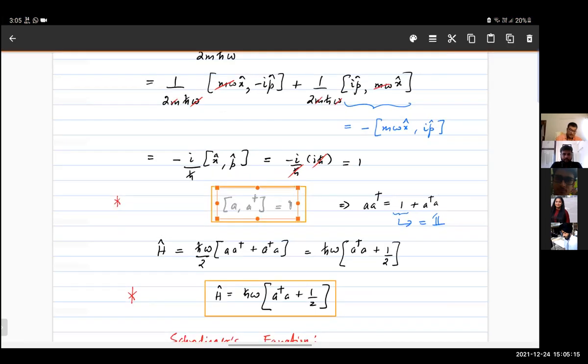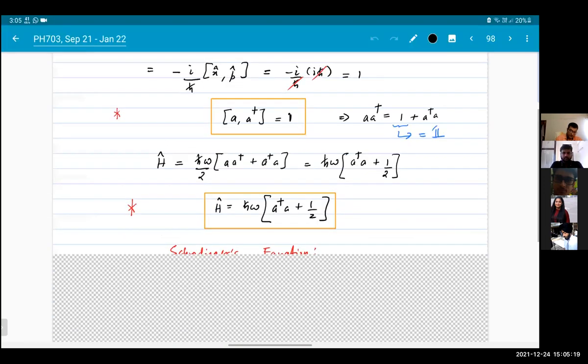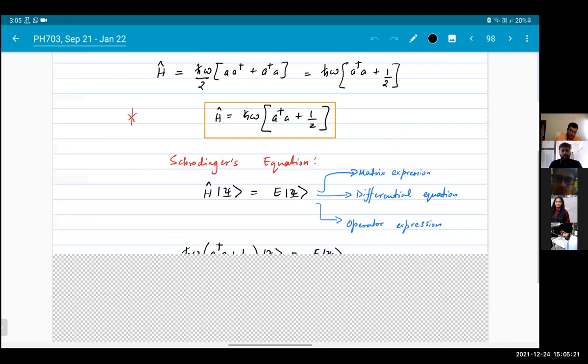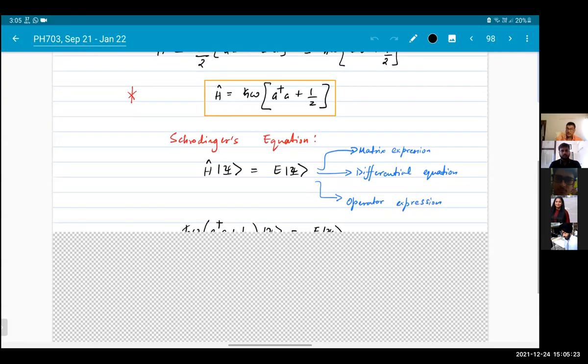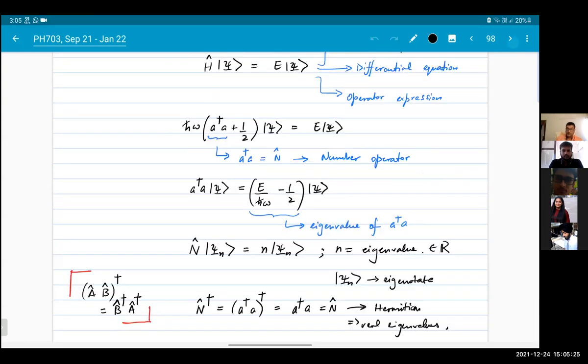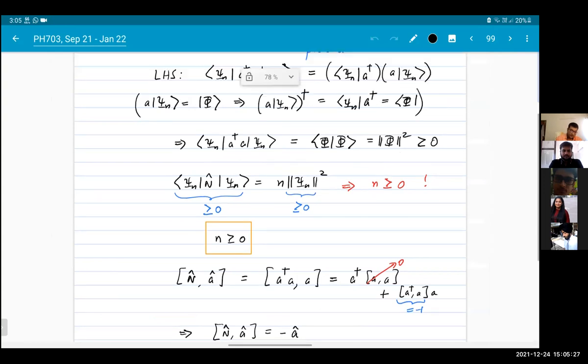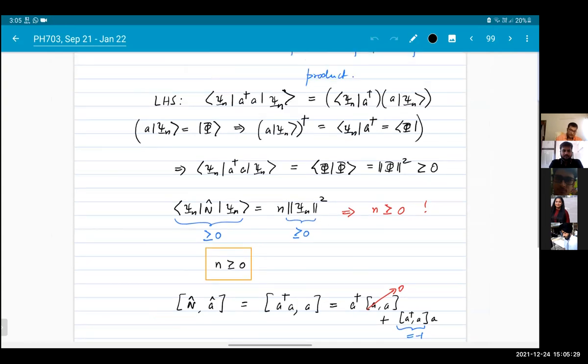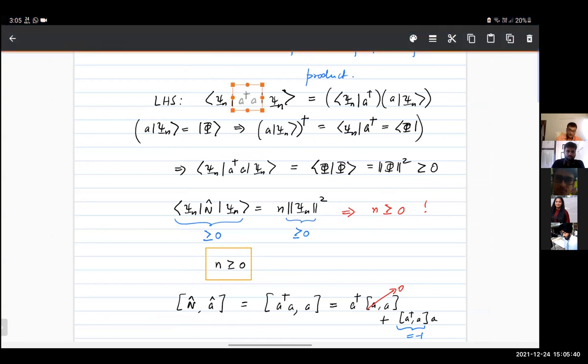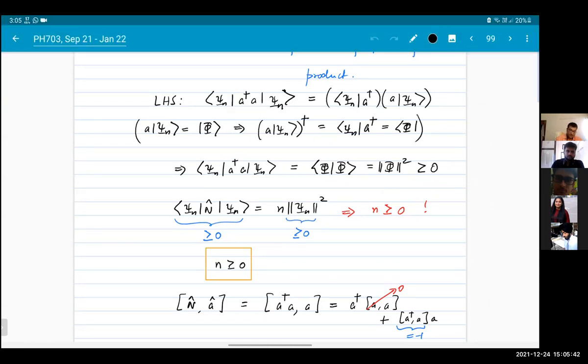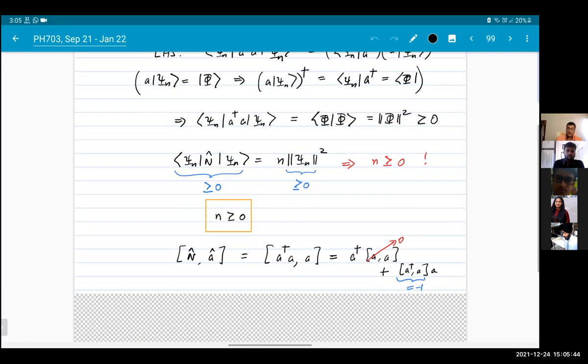Right? And since the commutator is 1, we can use just this fact, that the commutator of A and A dagger is 1, to determine what the eigenvalues of the Hamiltonian should be. So the Hamiltonian is what? It is this number operator, A dagger A.